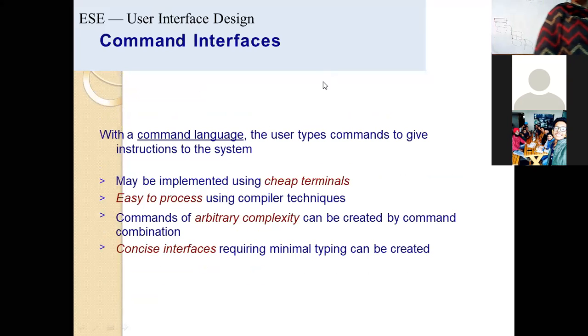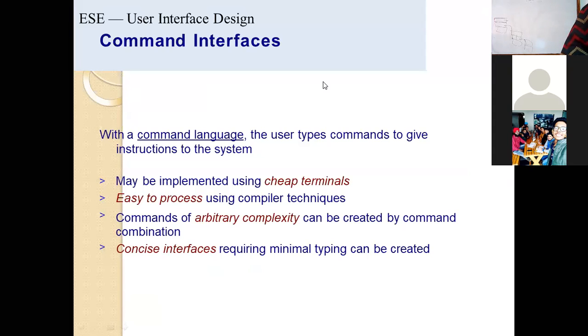Next is the command interface. We have discussed the graphical user interface, and we have studied its characteristics and features. Moving ahead with the command language, we can have a menu system or command interfaces. With the command language, the user types commands to give instructions to the system. It may be implemented using cheap terminals, it is easy to process using compiler techniques, and commands of arbitrary complexity can be created by command combination.